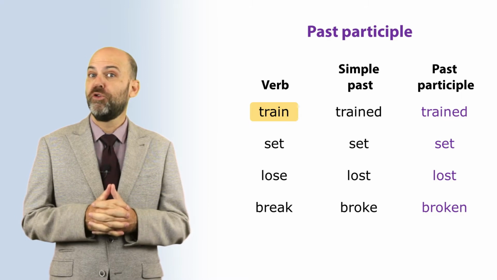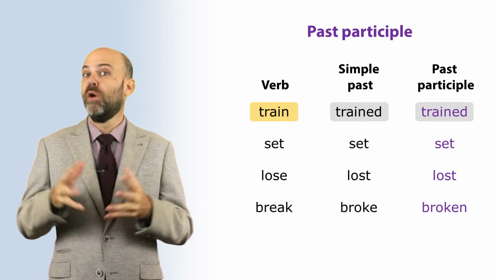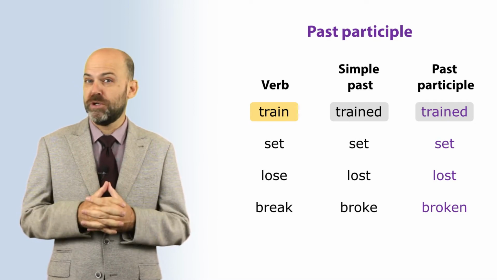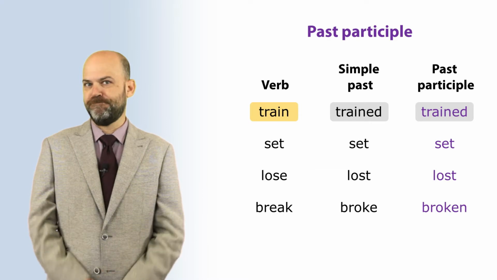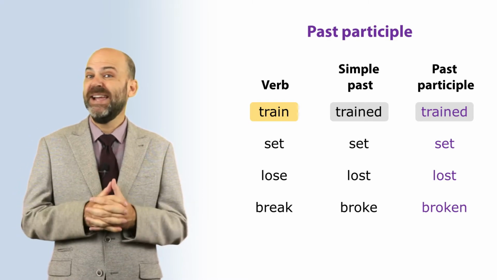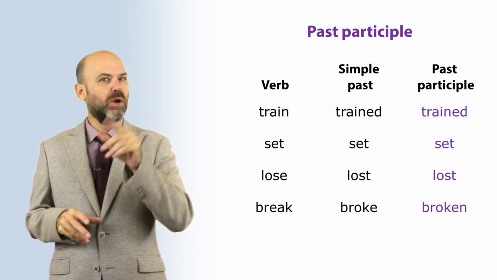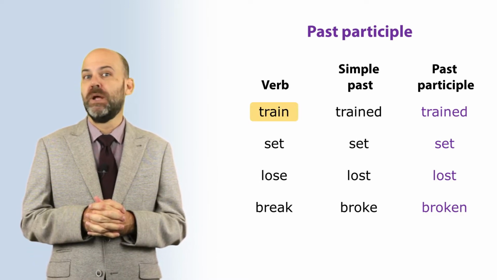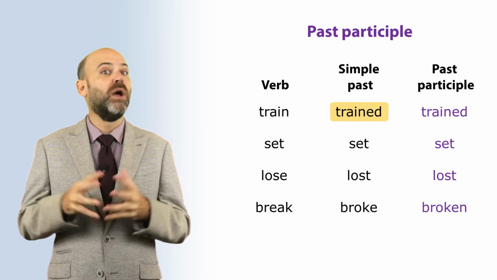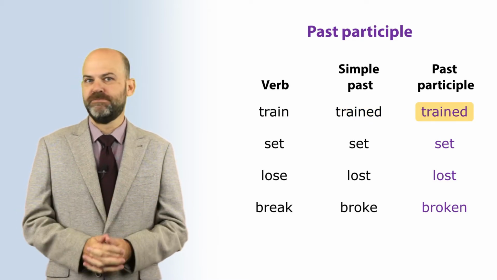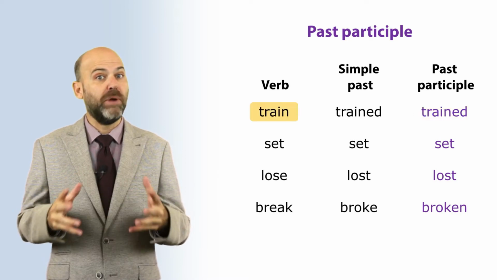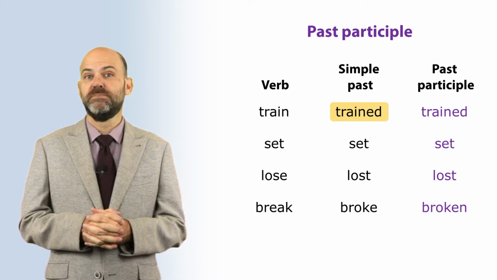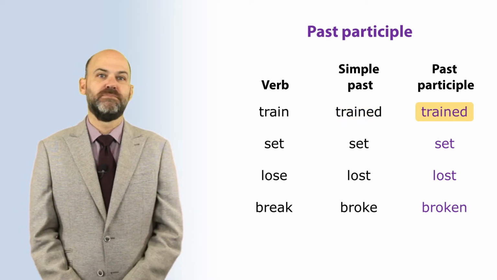The first verb, train, is a regular verb. For regular verbs, the simple past and past participle are always the same. They always end in ed. Repeat after me. Train, trained, trained, train, trained, trained. Good.